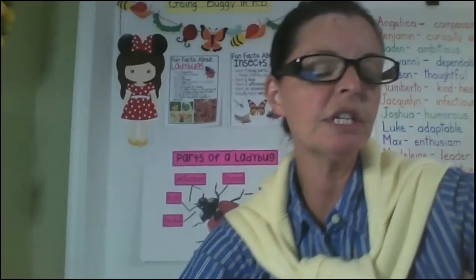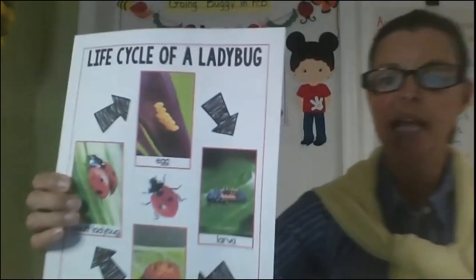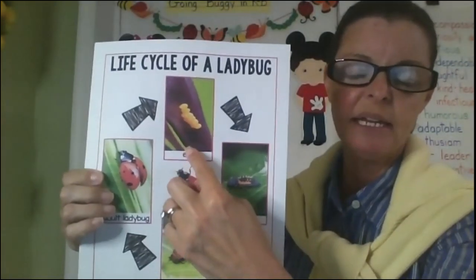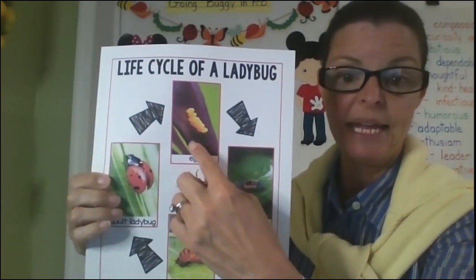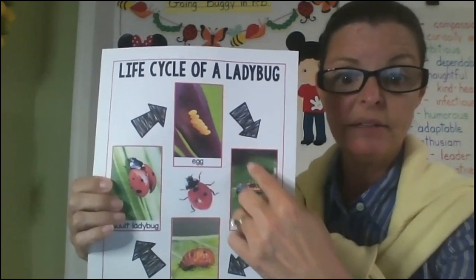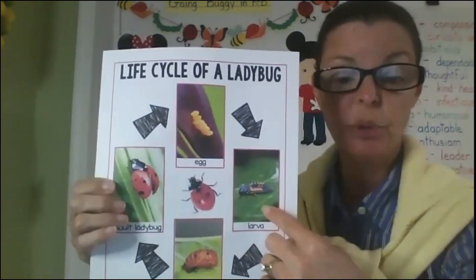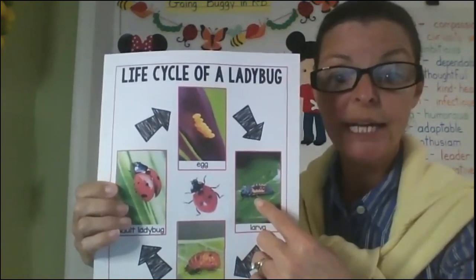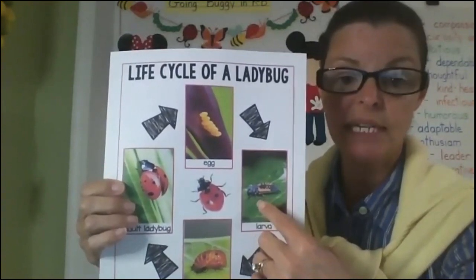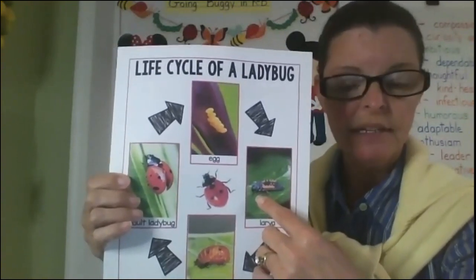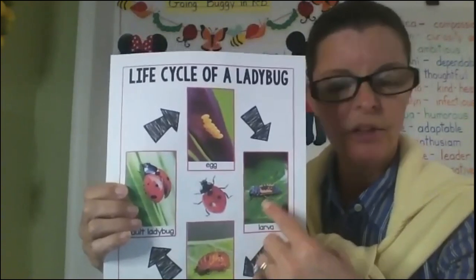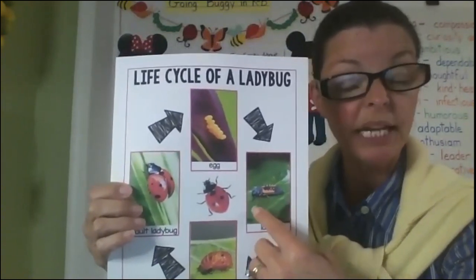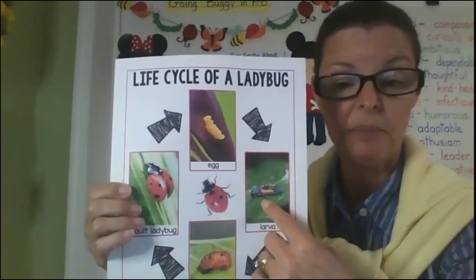So let me just show this with you because this is actually what you're going to be doing today, right? So just like we said, it starts with the egg, then the egg hatches and turns into a larva, and the larva eats and eats and eats and eats. And what does it eat? It eats all those aphids. Those aphids are pests and they're not good for the plants. So ladybugs are actually really good for the environment.